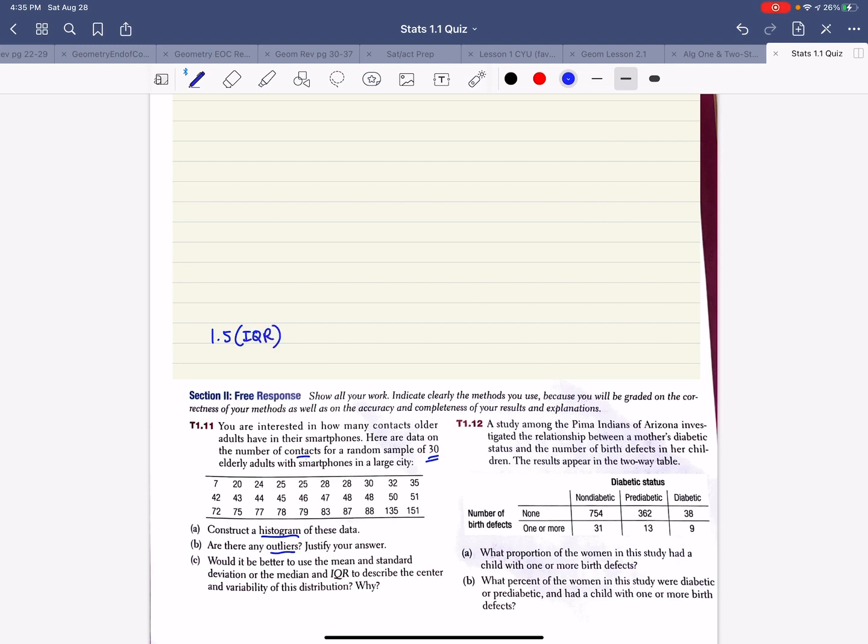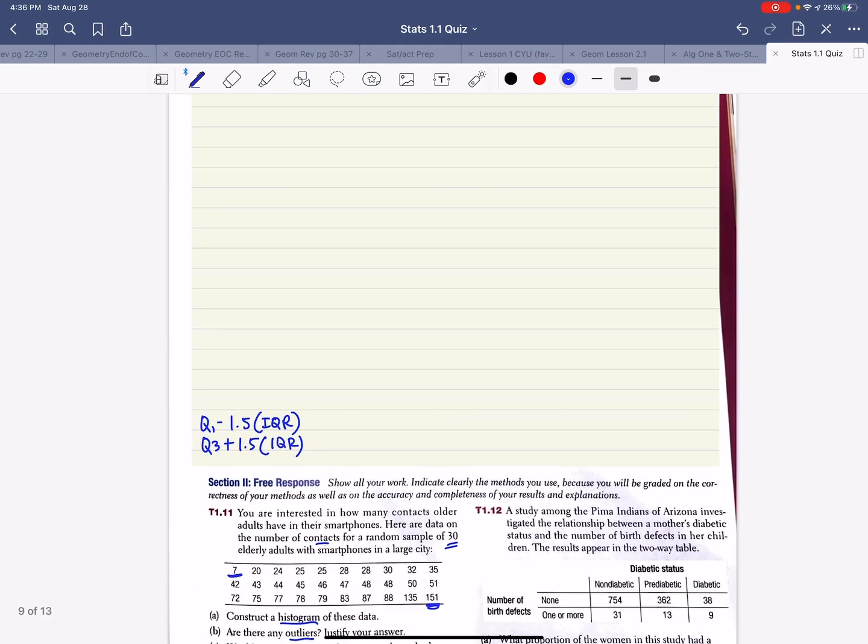We're going to take quarter 1 minus that and quarter 3 plus this in order to figure out if we have either a high outlier or a low outlier, right? And we're going to answer the question, would it be better to use a mean and standard deviation or a median and IQR to describe the center? So really this is asking, is it skewed? If it is skewed, we're going to use median and IQR. If it's not skewed, we're going to use mean and standard deviation. Okay? Yeah, so let's do it.